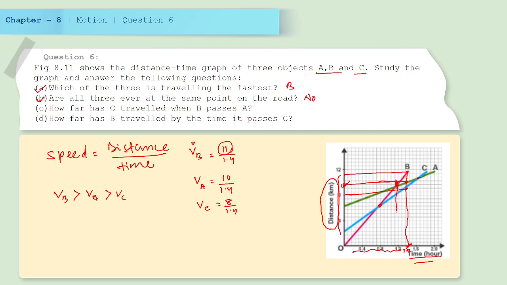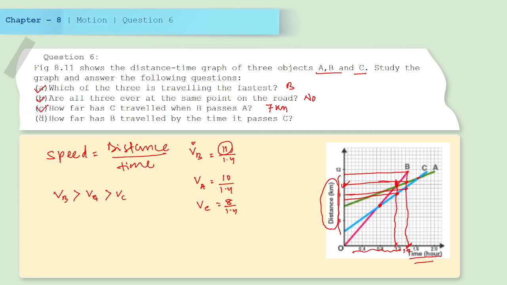So just drop a perpendicular to the x-axis. Now when B passes A, the time is approximately 1.2 hours, and at that time C has traveled this much distance. So join another perpendicular to the y-axis. It is approximately 7 kilometers. So approximately 7 kilometers is what C has traveled when B passes A.